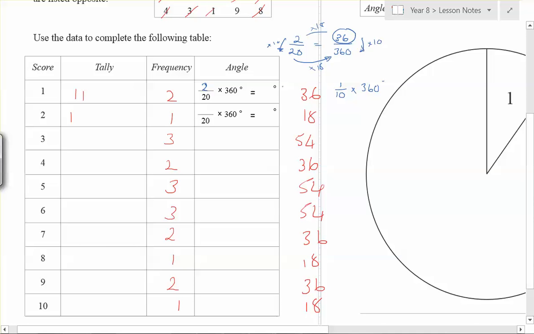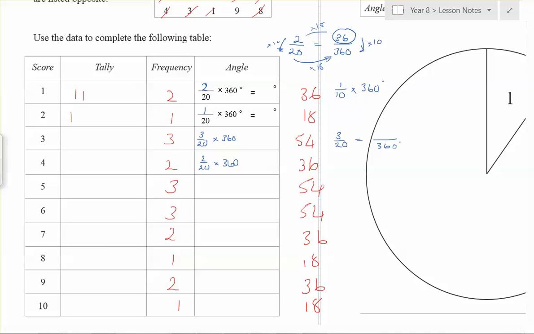So the way they're looking for it is 2 out of 20. This would be 1 out of 20. This would be 3 out of 20 times 360 degrees. Again, 2 out of 20 times 360, and so on. However you want to do it. Okay. Same thing here. This one would be 3 out of 20 is the same thing as something out of 360 degrees. How would you figure that out? If you were going to do it in that way?